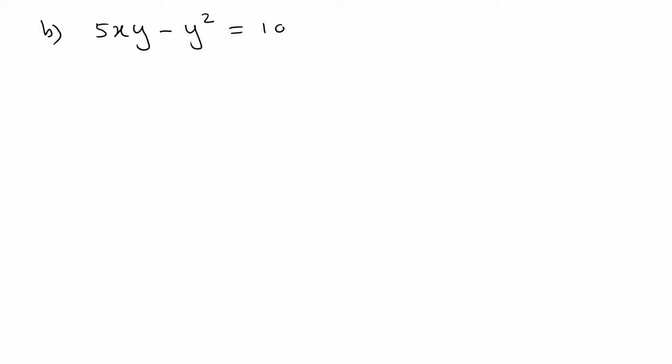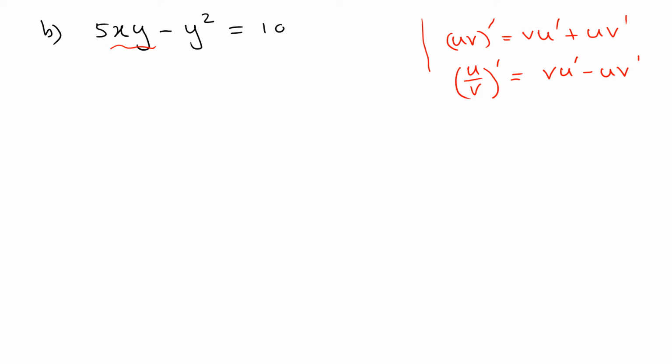So as the next one, we have 5xy minus y squared equal 10. You can see that there's a product here, so that means we're going to use the product rule. The most common version of the product rule is v u prime plus u v prime. We use this version because if you look at the quotient rule, it's the exact same top term, only with a slight change: a negative sign. So that's why we remember it as a product rule.